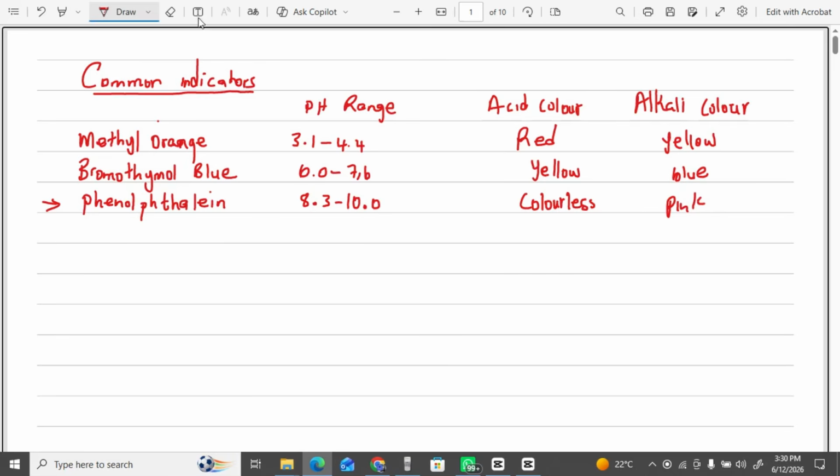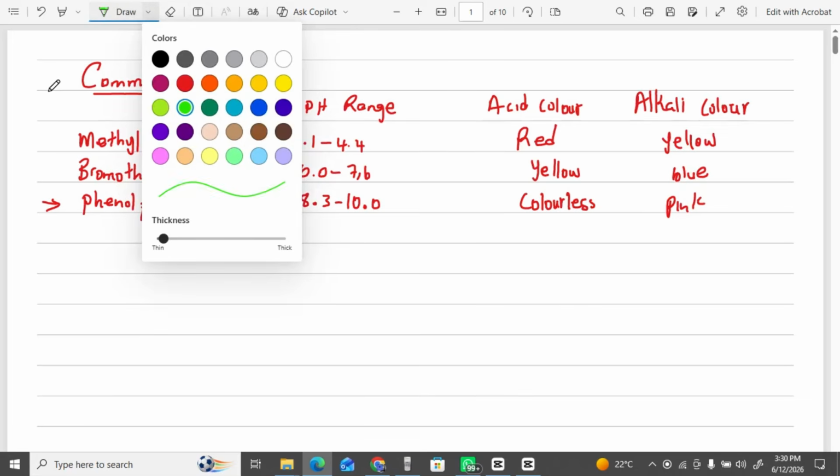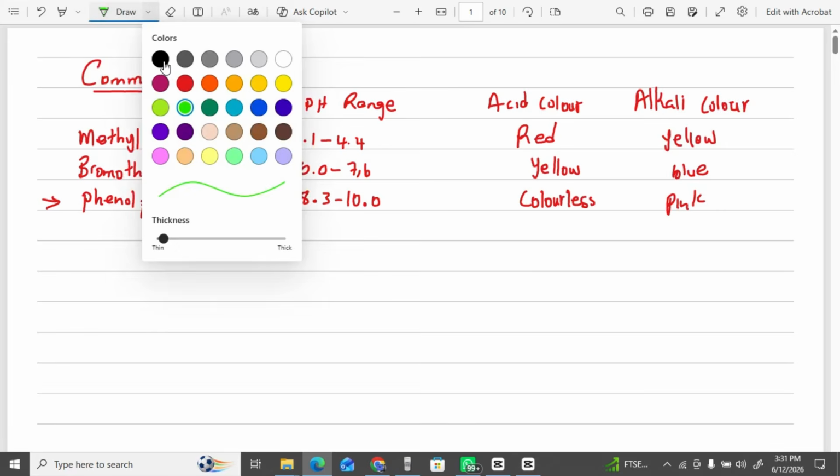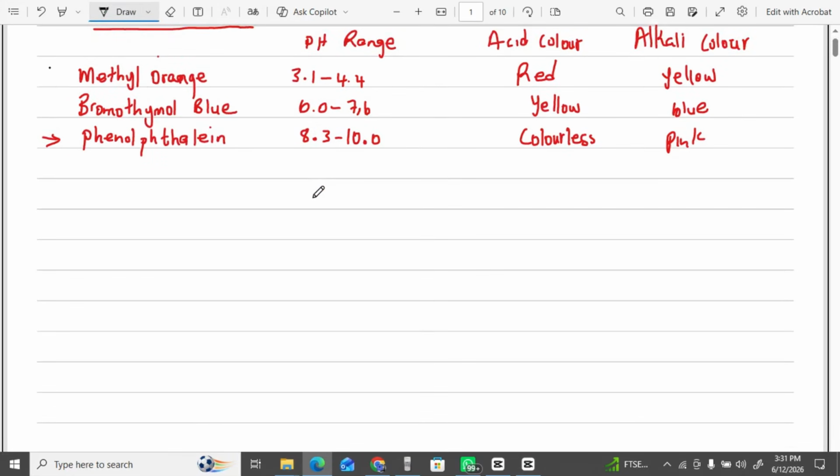Okay, so now when I look at this, we have 4 types of titrations. I'm going to give you all the types so that you can know the type that you are working with. We have 4 types of acid base titration.